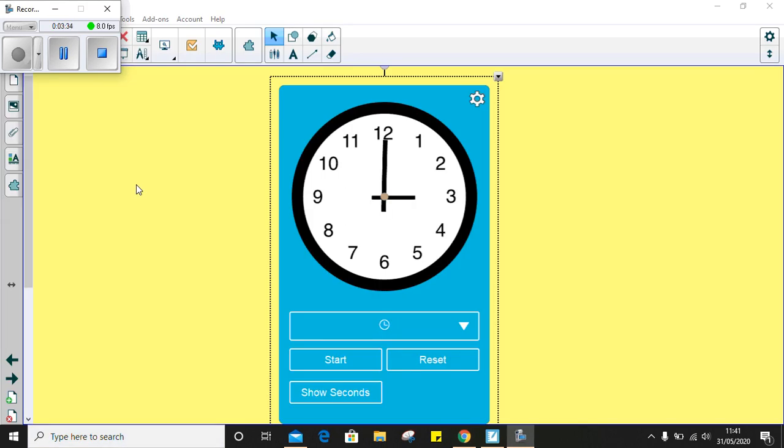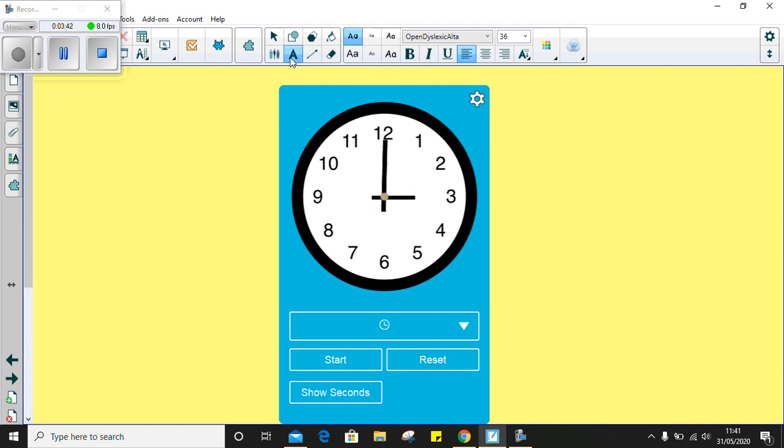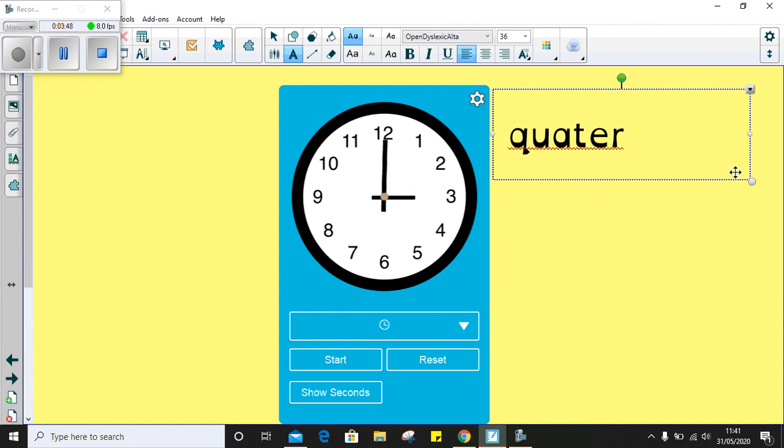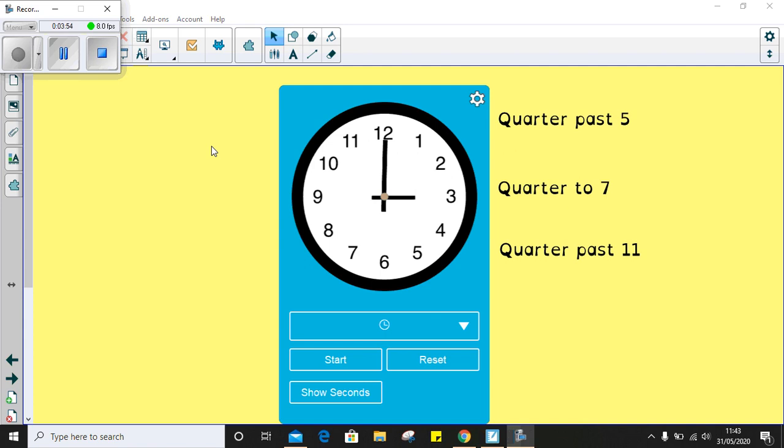Right, your second challenge is going to be making some times on the clock. I've got 3 times down the side here that I want to make. First time I want to make is quarter past 5.